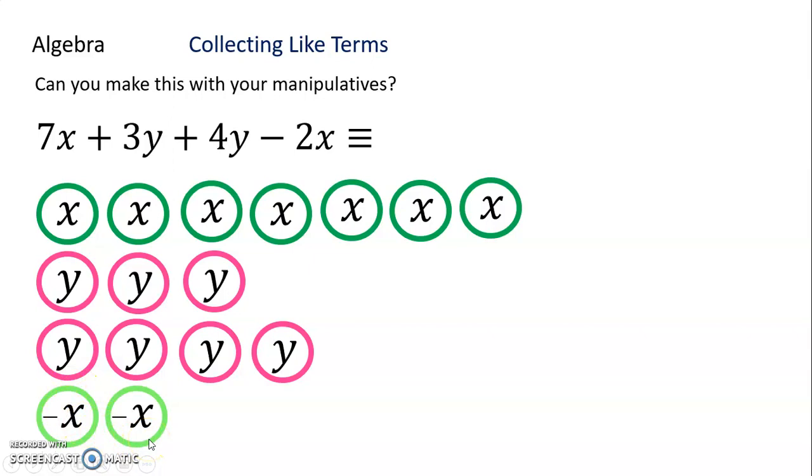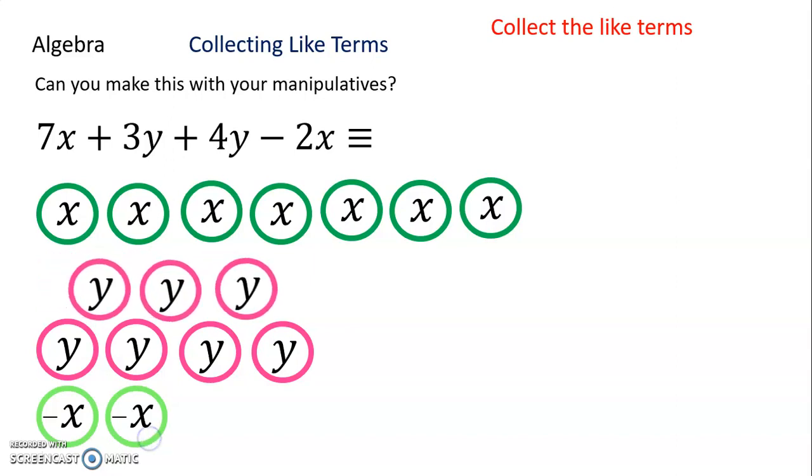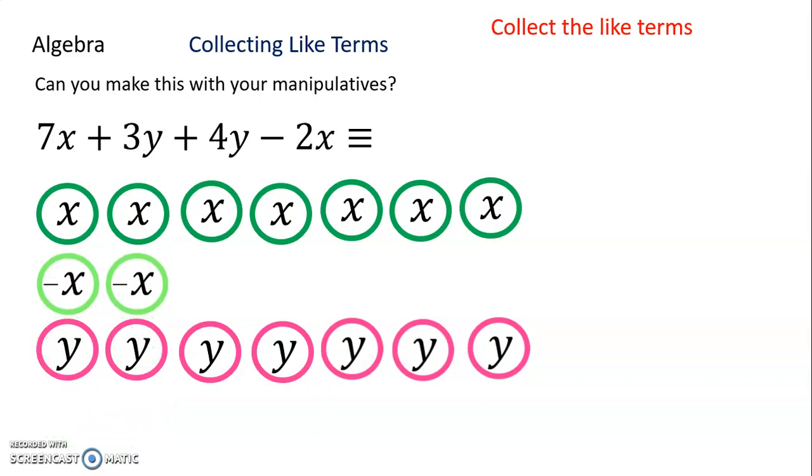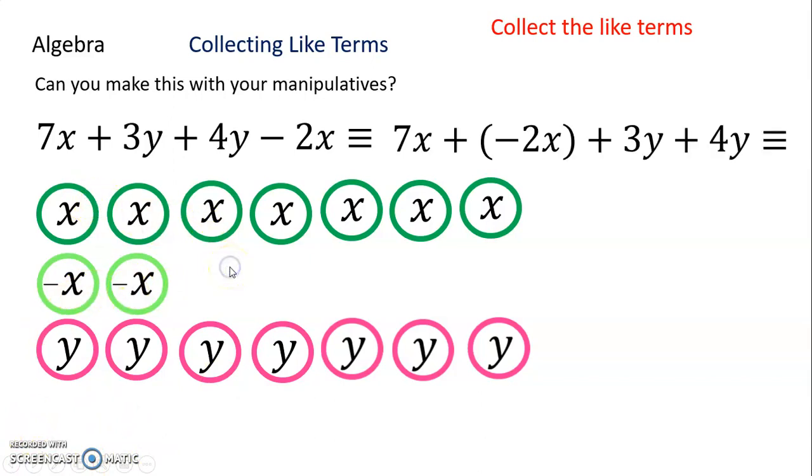So again, just like in the last example, I am going to collect together my like terms. So first of all, I'm collecting together the y's. Now, the 7x and the negative 2x, they are like terms, but to help me look for zero pairs, I'm going to put negatives beneath the row of positives. And now I can look for my zero pairs.